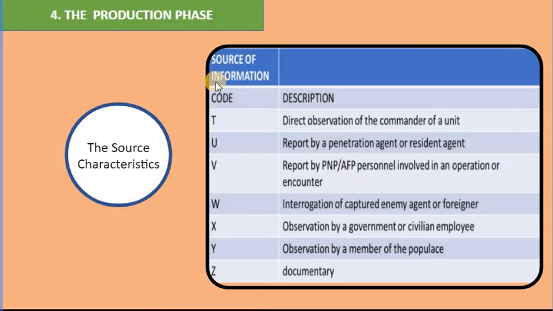Again, these are the codes for source of information, kung saan mo siya nakuha. Kapag sa documentary, Z siya. Kapag observation by a member of populace, that is letter Y. Kapag observation of a government or civilian employee, that is X. Kapag interrogation of captured enemy, agent or foreigner, that is W. Kapag ang report galing sa PNP or AFP, that is letter V. Kapag naman penetration agent or resident agent, that is letter U. And the direct observation of commander of a unit, that is letter T.